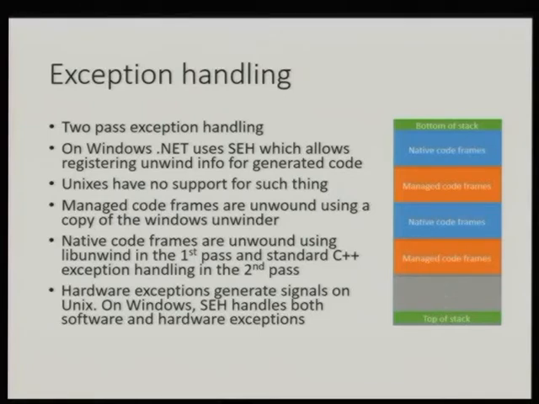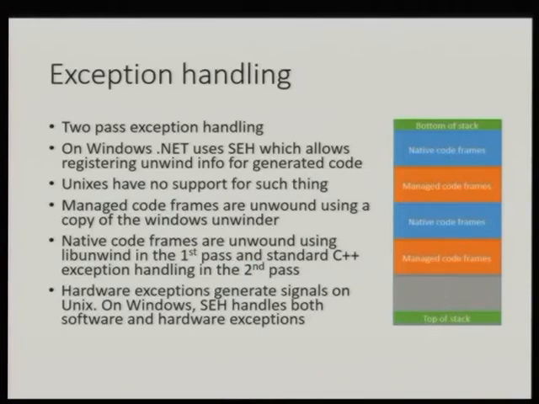While on Unix, there is no such support for dynamic registration of this information. And so what we basically had to do in the first pass, we used libunwind, which is a library available on Unix. There are two, actually, libunwinds. One is called libunwind 8, and the other is libunwind from the LLVM project, which was not available as a separate library at the time when we started porting. So we used the other one, which originally came from HP, if I remember it correctly.